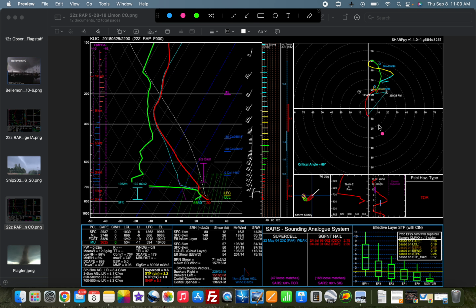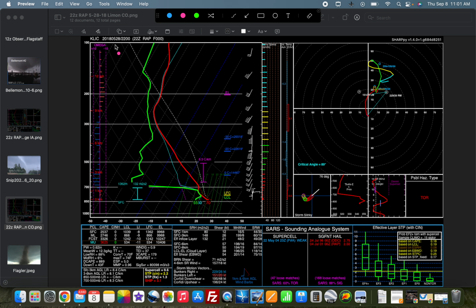So they result from spin that is near the surface, little eddies near the surface, generally located along a boundary or kind of convergence zone. Those can be stretched into the vertical, and you really need strong low-level instability, steep lapse rates near the surface, to help stretch that vorticity into the vertical under those maturing cumulus cloud bases.